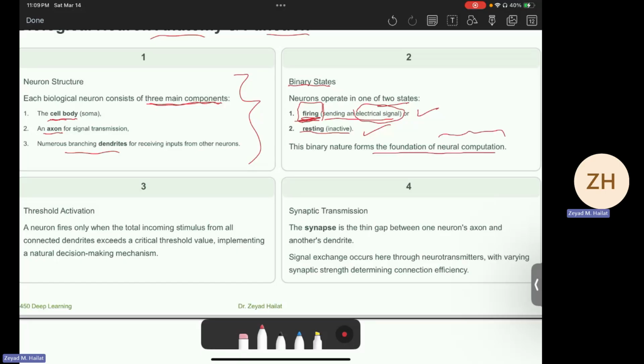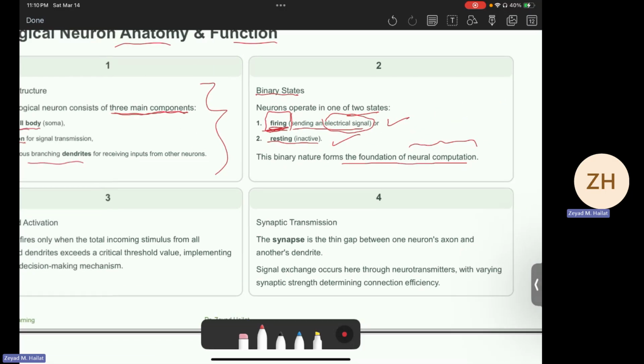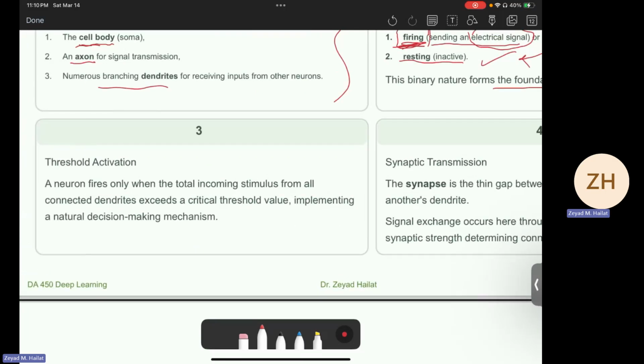Why is that? Because remember, our computer deals with either there is an electric pulse or no electric pulse. So 0, 1 in a computer corresponds to: 1 corresponds to firing, and 0 means resting. And if we look at it in time intervals, it will be mimicking exactly how the computer works.